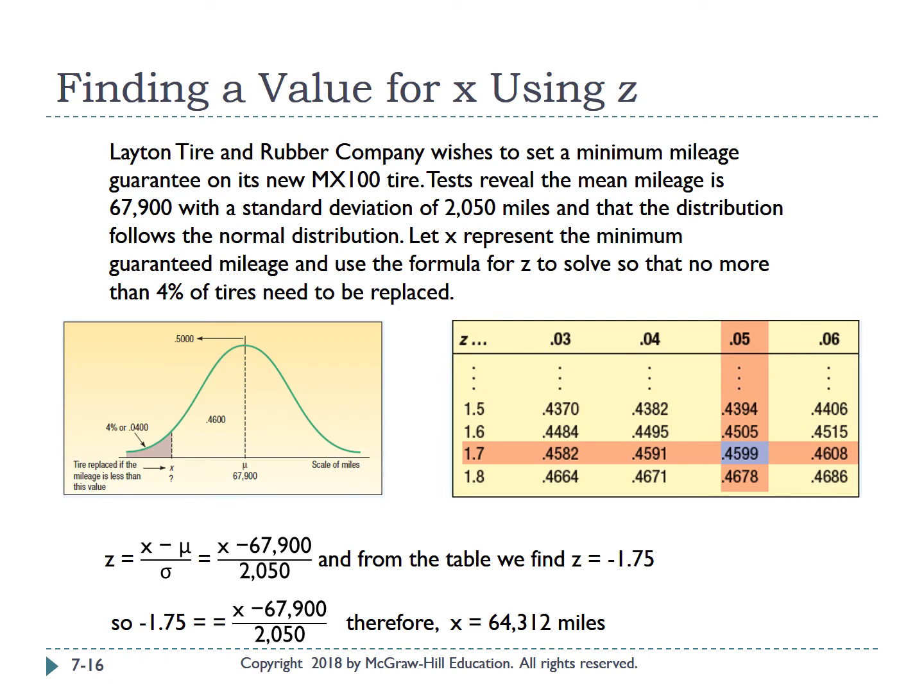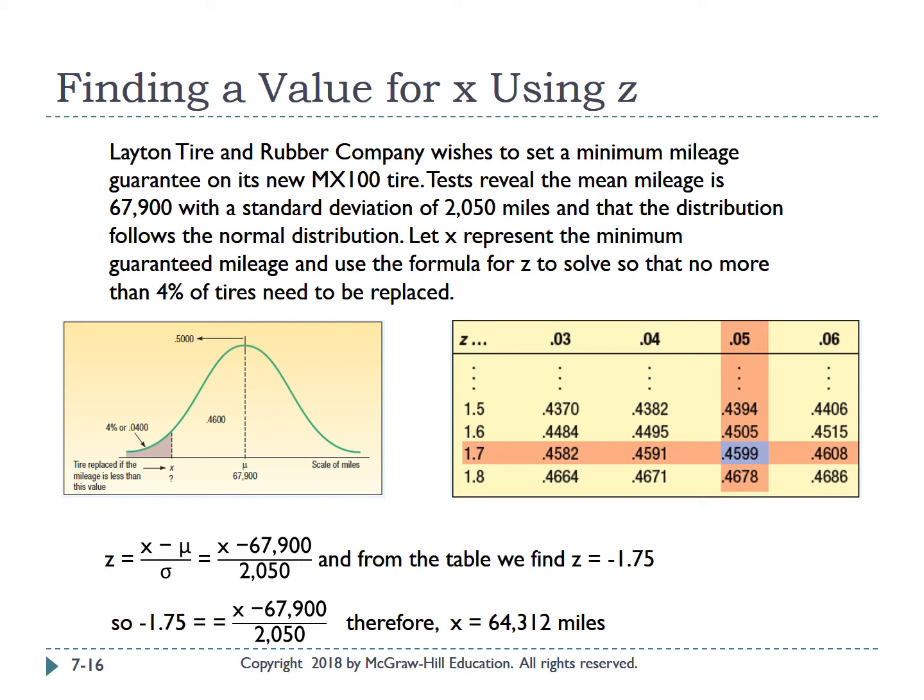Finding a value for X using Z. Lighton Tire and Rubber Company wishes to set a minimum mileage guarantee on its new MX100 tire. Tests reveal the mean mileage is 67,900 with a standard deviation of 2,050 miles, and that the distribution follows the normal distribution. Let X represent the minimum guaranteed mileage and use the formula for Z to solve so that no more than 4% of tires need to be replaced.